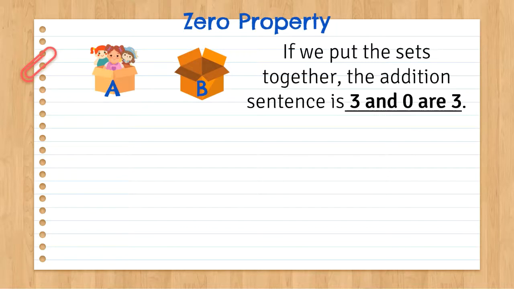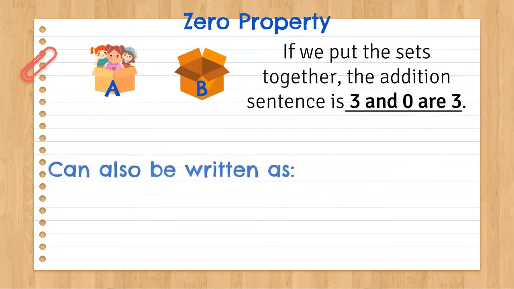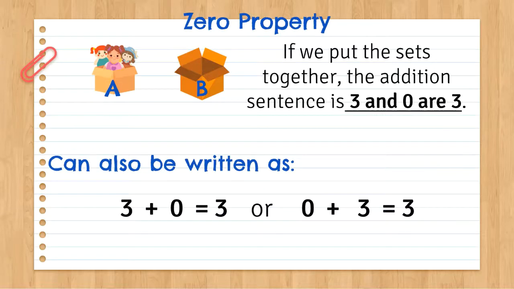So imagine putting the things all together. You put box A and box B together in one big box. You put all the dolls in one big box and you get 3 dolls only because box B is empty or it has nothing. Or we can also write it in addition sentence as 3 plus 0 is 3, or 0 plus 3 equals 3. So again, in zero property, let us remember that if we add any number to 0, the answer will give you the same number.